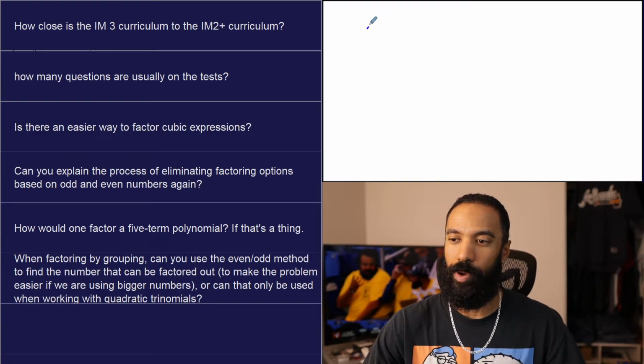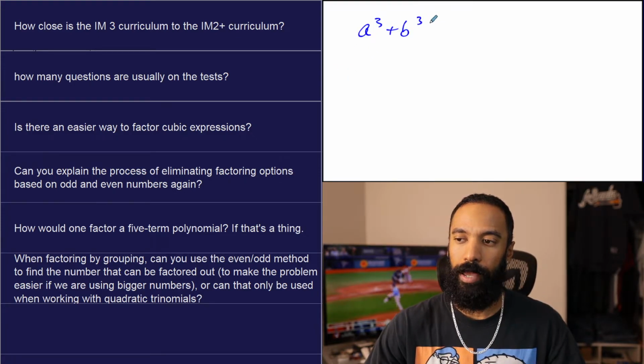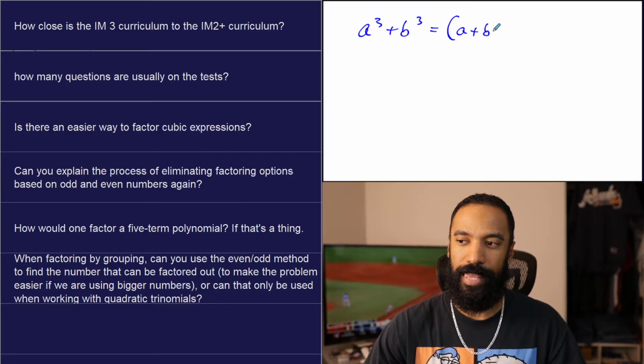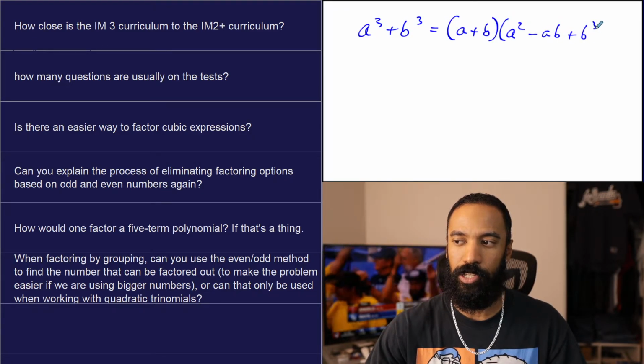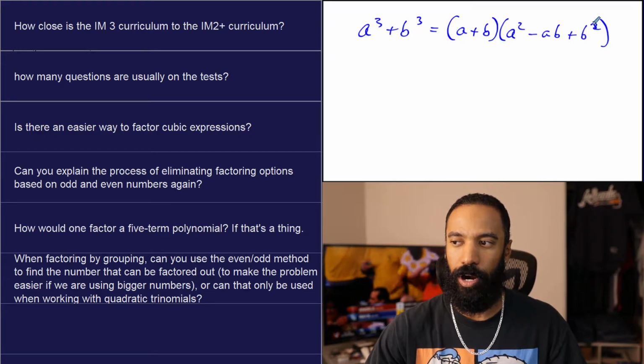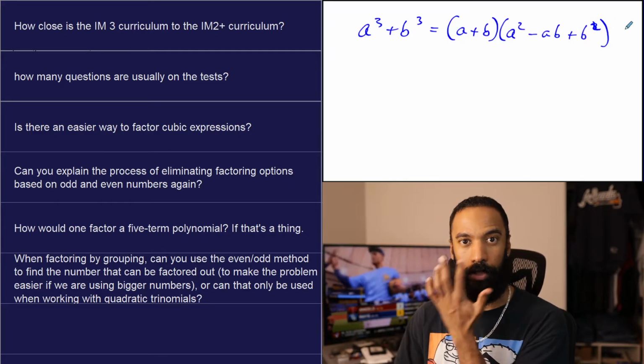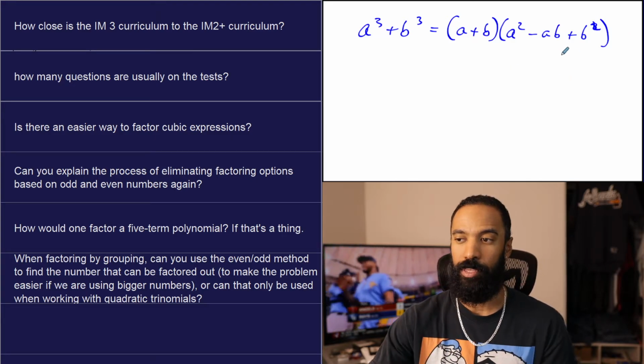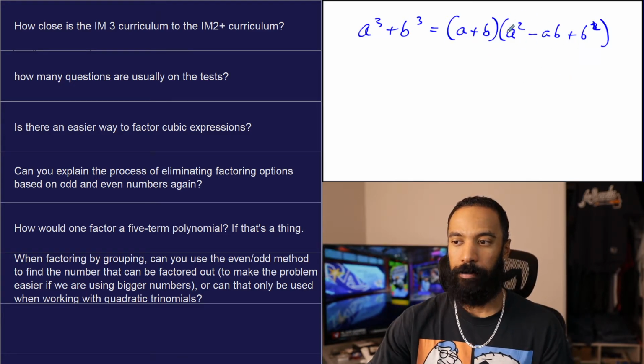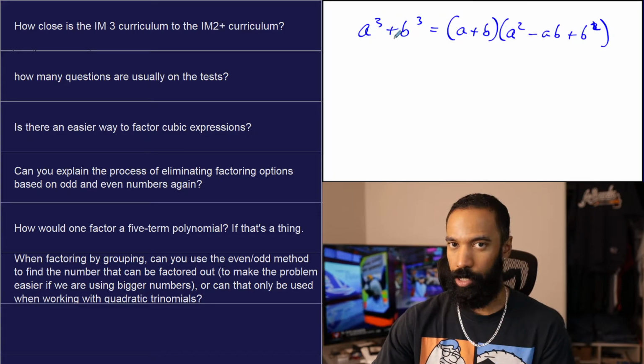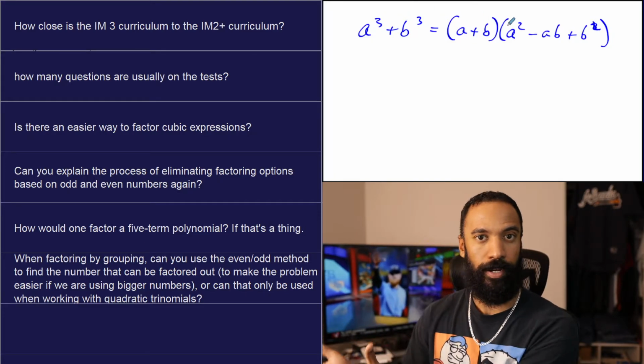Let me just write this out, sum of two cubes again. When I'm giving you this factorization, that's what a sum of two cubes factors to. This isn't about calling it easier or harder. That's what it factors to. That's the factorization, that's the breakdown. And remember, this quadratic doesn't factor more. So there's no easier or harder way than that. That is just what it is.